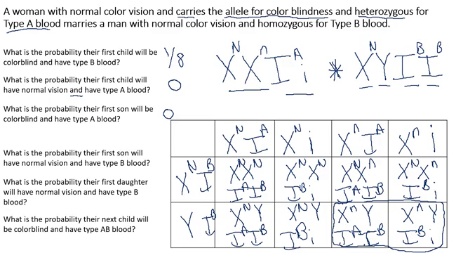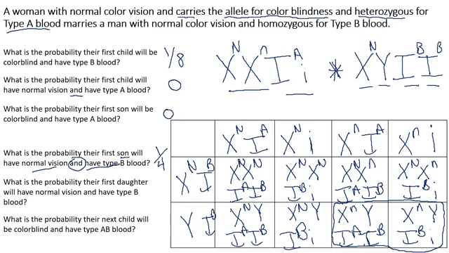Now, the next one says, what is the probability that their first son will have normal color vision and type B blood? So we have all the sons across the bottom, and the first 2 are the ones that are going to have normal vision, but only 1 out of those 2 is going to have type B blood. Out of the sons, remember there's 4 of them, so 1 out of 4 are going to have type B blood and normal vision. Remember that "and" matters. And here we're just dealing with sons, right?